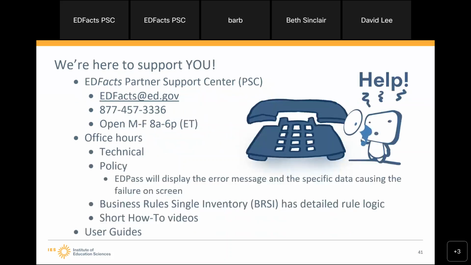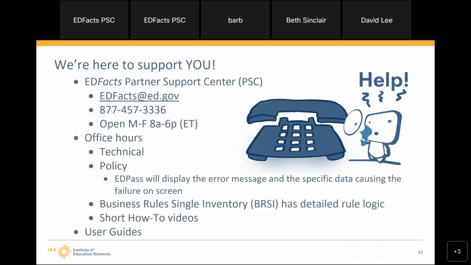And then, we're here to support you. This is our contact information. If you've never contacted PSC, we're open Monday through Friday, 8 a.m. to 6 p.m. Eastern time. And that's our email address and our phone number. You can call us or email. And then we're also going to give you guys office hours along with the program offices, both technical and policy related.